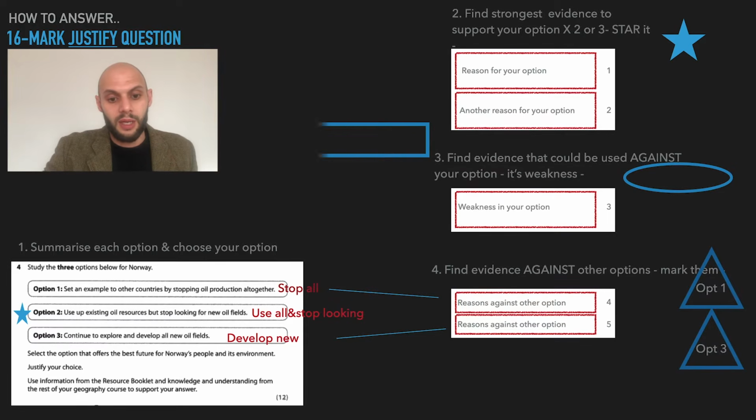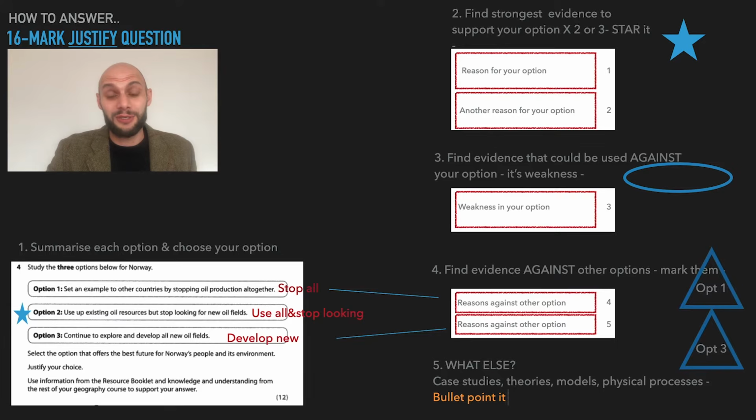Okay, so this is all before you've even started writing. Okay, so you've prepared, you've gone through your booklet, you've made stars and circles and triangles, and you know what that relates to. Now you can take all of that and put it into paragraphs.